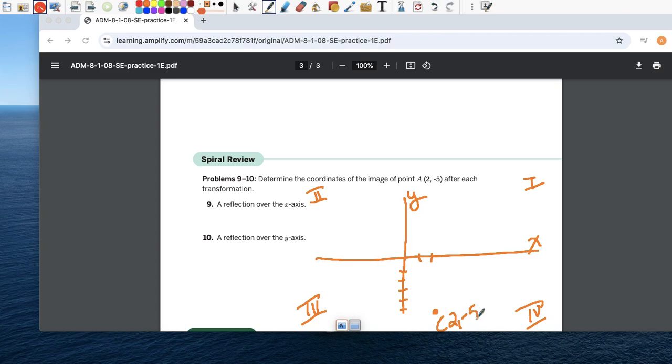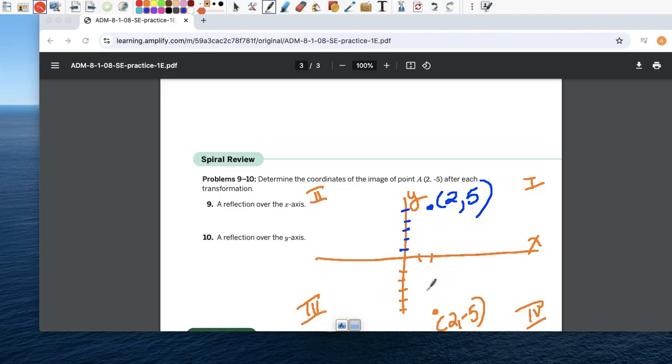2, comma, negative 5. So what happens to this point if I reflect it over the x-axis? It's going to go from here over the x-axis to over here. Imagine you are this orange point sitting in front of this mirror, which is the x-axis. How many steps are you away from the x-axis? You're 5 steps away, so on the other side, 1, 2, 3, 4, 5. This would be your image on the other side. It didn't move left and right, so the x-coordinate is still 2. But are you on negative 5 on the y-axis? No, you're not.